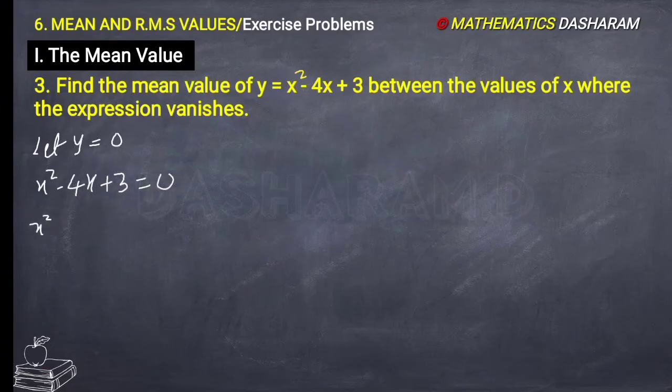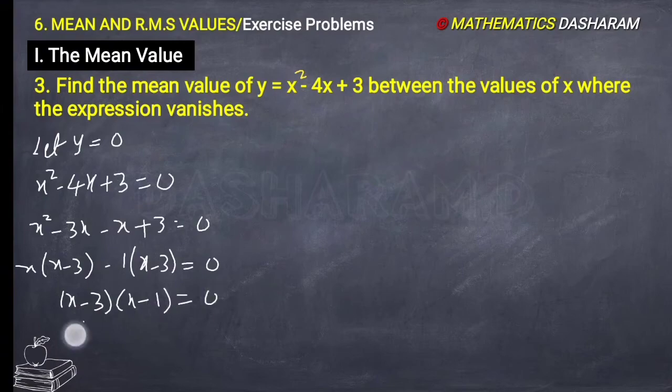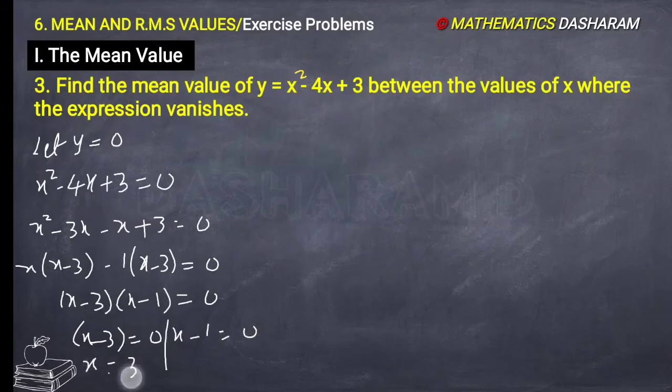So here x square minus 4x can be written as minus 3x minus x plus 3 equals 0. From these two take x common, x into x minus 3, minus 1 common, x minus 3. So then x minus 3 common into x minus 1 equals 0. Then x minus 3 equals 0, x minus 1 equals 0. Then here x equals 3 and here x equals 1. So the limits are 1 and 3.